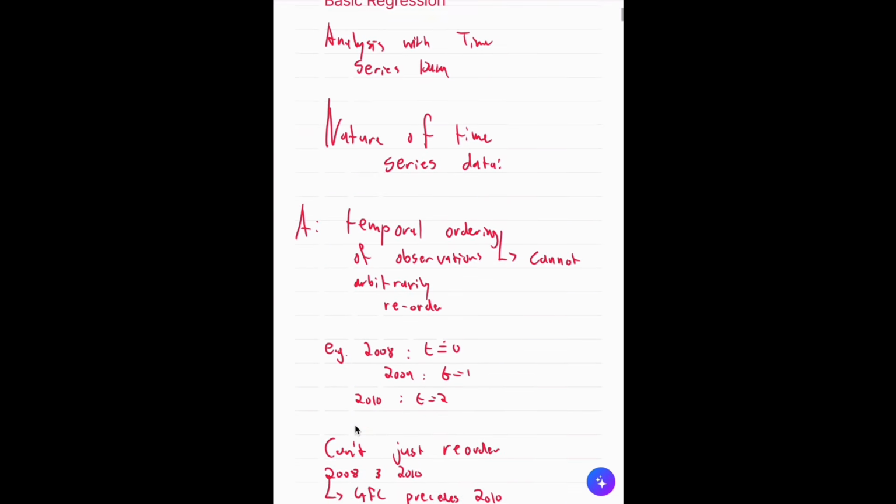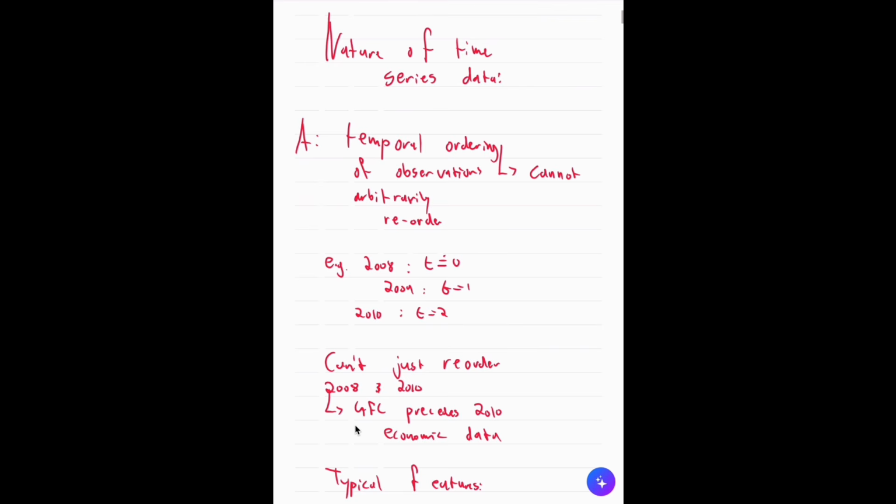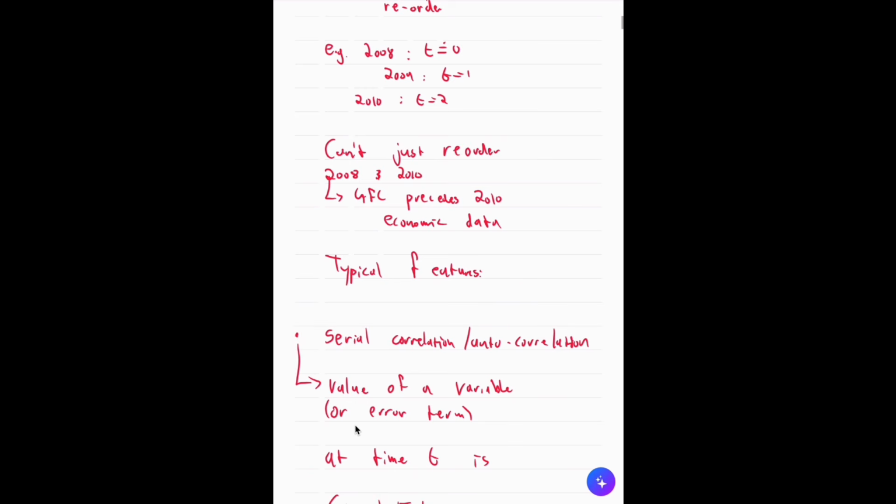Okay. So the nature of time series data. It is the temporal ordering of observations that you cannot arbitrarily reorder. So if you have data on the GDP in 2008, 2009, 2010, year t equals 0, t equals 1, t equals 2, you can't just reorder them, right? For example, if you're looking at GDP, the great financial crash happens before 2010, so you can't just swap around those numbers, it won't make sense.